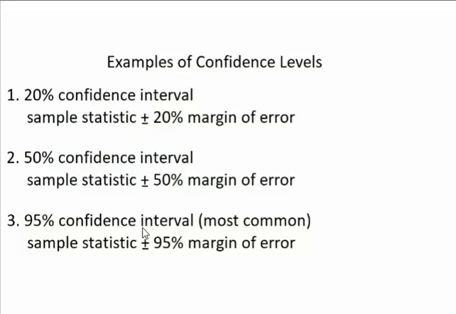Now, 95% confidence is what people typically aim for when they're creating a confidence interval. In almost all cases, the goal is to be 95% confident, but if I wanted to, I could set the confidence level lower and decide I'm only going to be 50% confident or only 20% confident. It's possible to do that in theory.